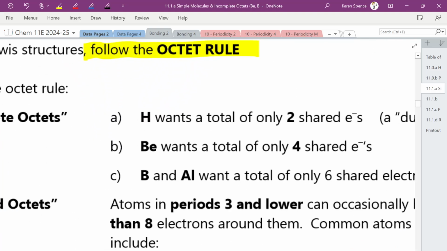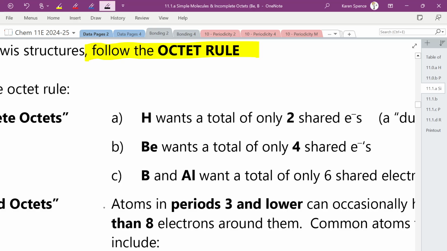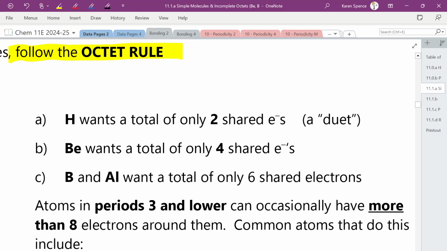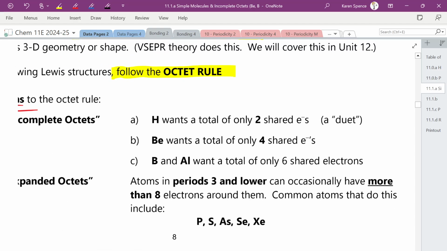So hydrogen wants only 2. Beryllium wants only 4. Don't ask me why. I don't know. Okay, beryllium wants 4. It is stable with 4. That's its happy place. Okay? Do you have to memorize that? Yes, you do. Okay? Boron and aluminum want only 6. Okay, so boron and aluminum want only 6. Why? Again, I don't really know.